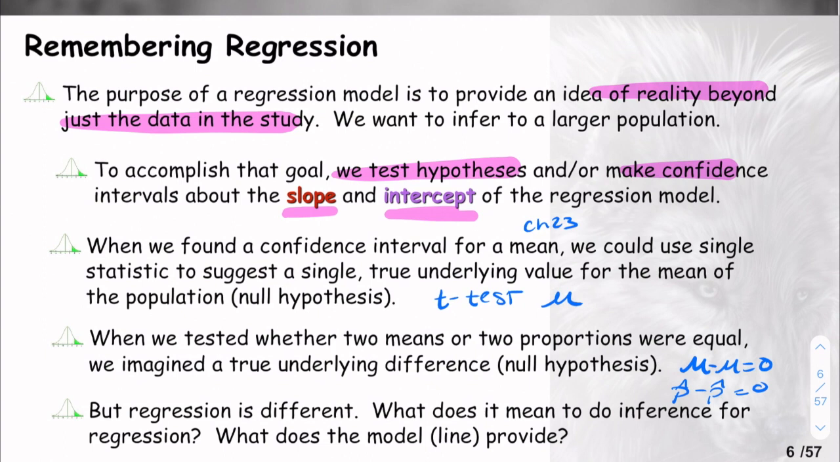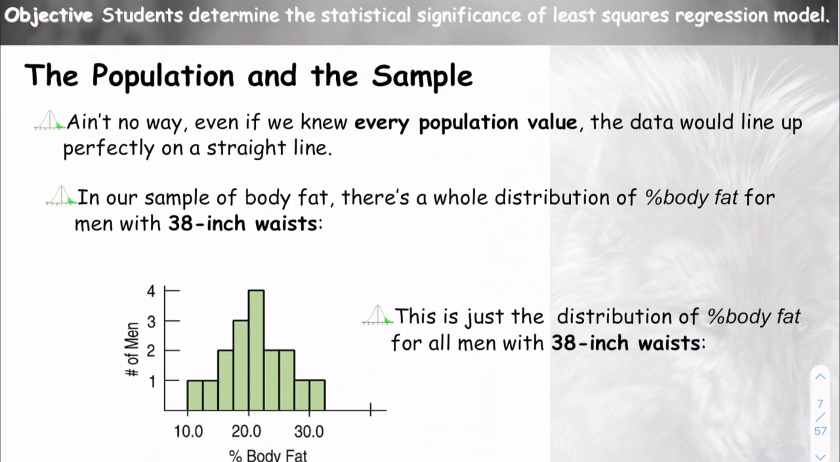So the question goes, what does it mean to do inference for regression? What does our model or this line provide us? Even if we know every population value, the data would not line up perfectly on our straight line. And that's why we say all models are wrong, because all of our data is not on that line.